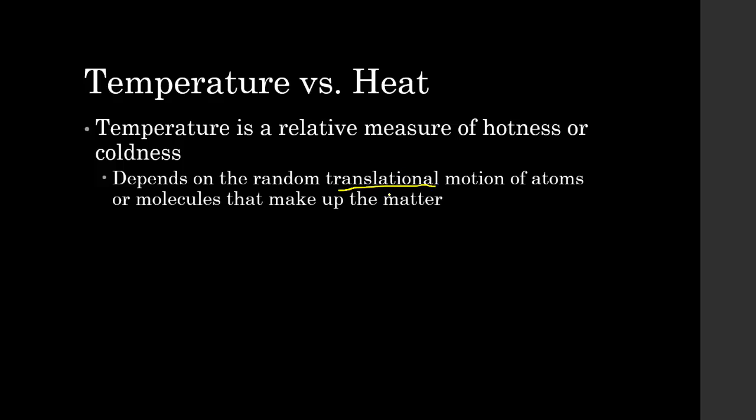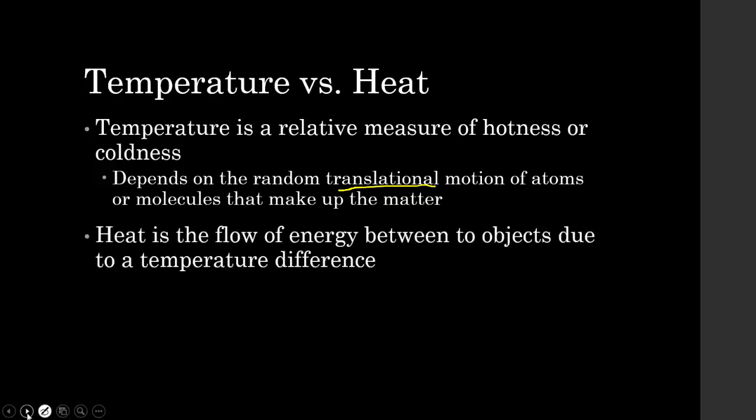Translational, remember, means linear. It doesn't have to be a straight line, but it is moving from one point to another. So temperature, the faster these particles move, the more kinetic energy they have and the higher the temperature will be. Heat, on the other hand, is not contained within the object, but rather can flow between objects. Heat is the flow of energy between two objects due to a temperature difference, and you're familiar with heat flowing from hot objects to cold objects.